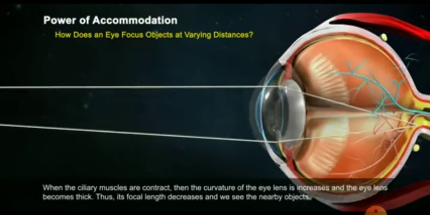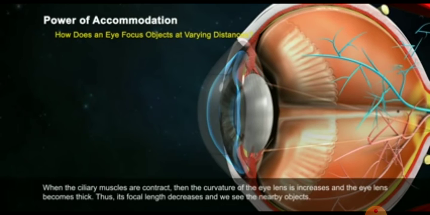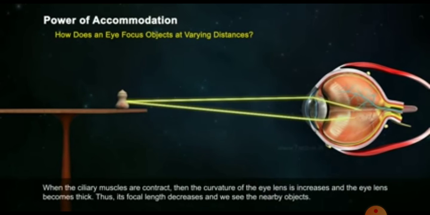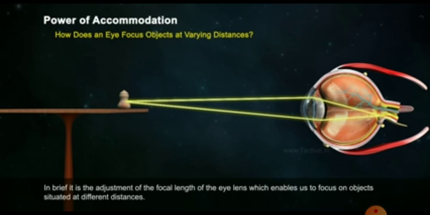Now when the ciliary muscles contract, the curvature of the eye lens increases and the eye lens becomes thick, and thus the focal length decreases and we can see nearby objects. In brief, the adjustment of the focal length of the eye lens enables us to focus on objects situated at different distances.